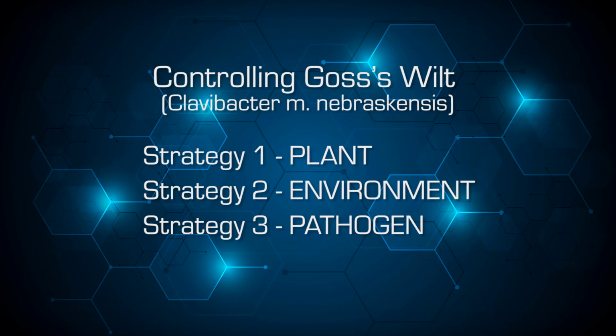And looking at control for Goss's wilt, we really have 3 strategies that we can use, because those are the 3 things that have to coalesce before we have severe disease. We can look at the plant, we can look at the environment, and we can look at the pathogen, and those things that would make those environments or those conditions for each one of those 3 factors then less conducive for the disease from a control standpoint. I've also already mentioned, strategy 1 would be focusing on the plant.